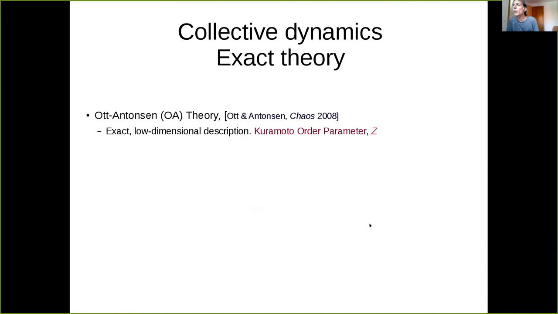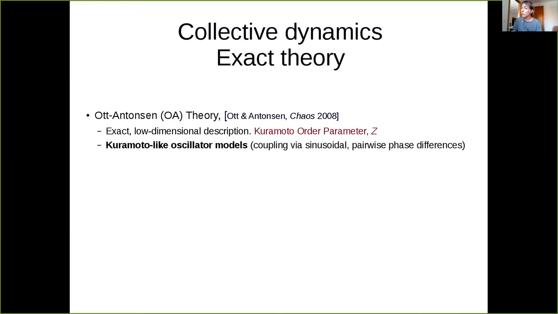Now I want to go to the collective dynamics of networks of these neurons, and I want to focus on a recent theory that has been developed originally by Ott and Antonsen in their celebrated paper of 2008, and this theory allows one to obtain an exact low-dimensional description of a network of Kuramoto oscillators. These oscillators are coupled via sinusoidal coupling of the phase differences between pairs of oscillators. The theory allows one to obtain a mean field description in terms of a mean field parameter that is the Kuramoto order parameter.